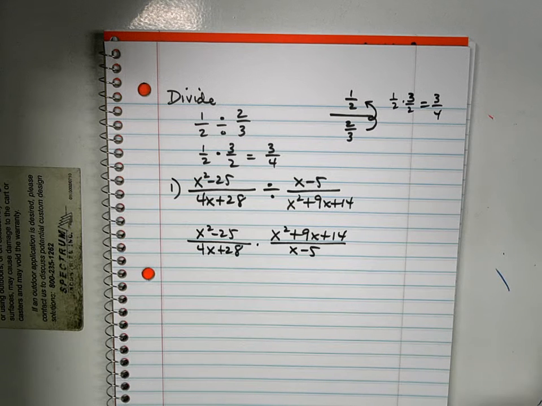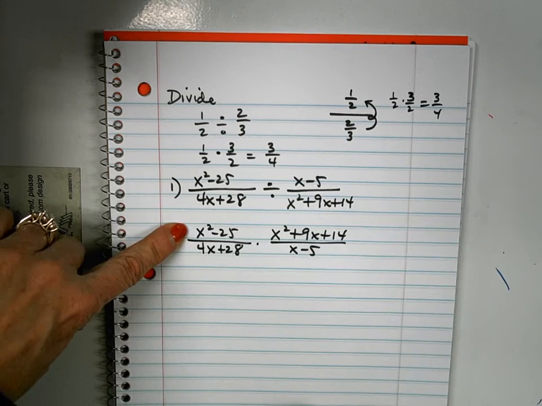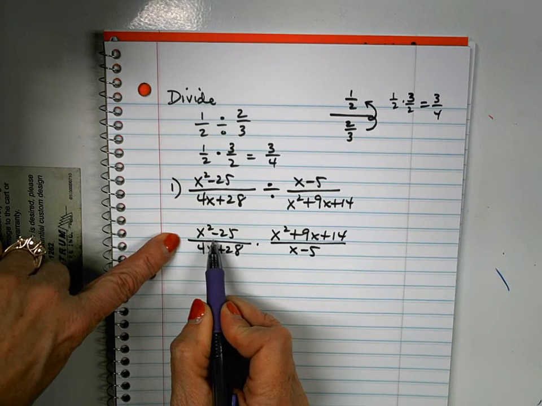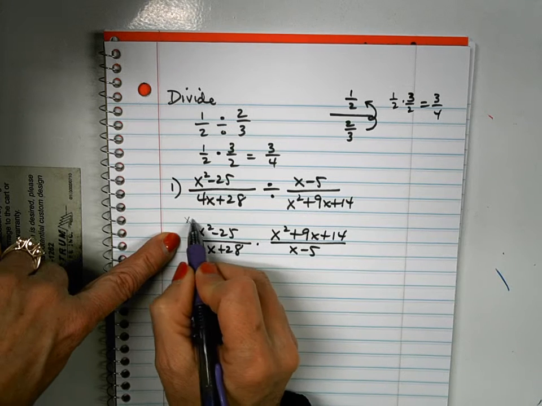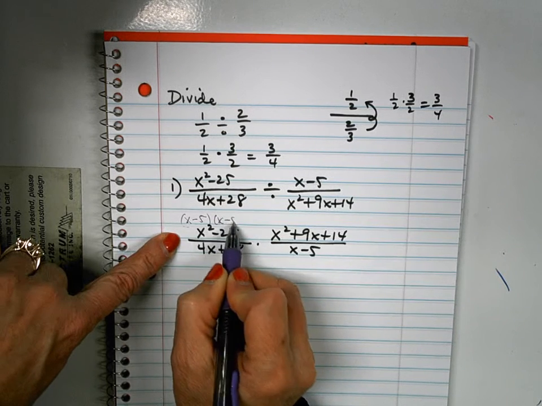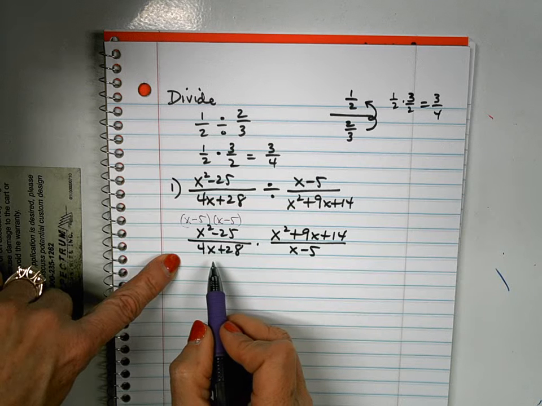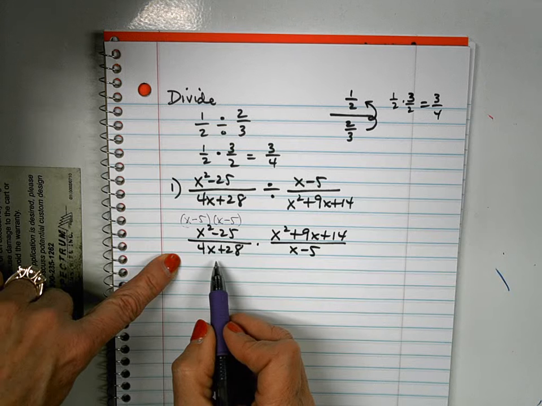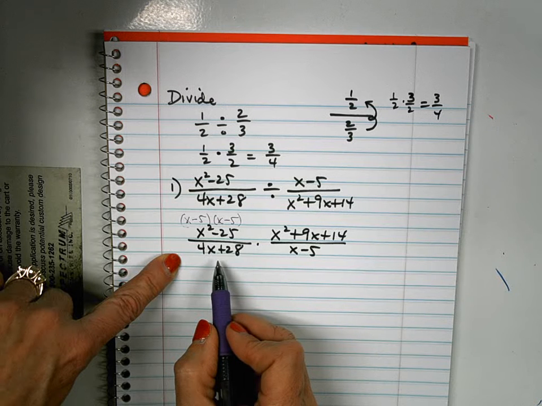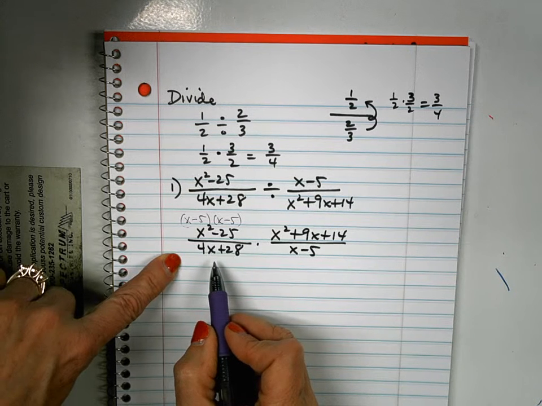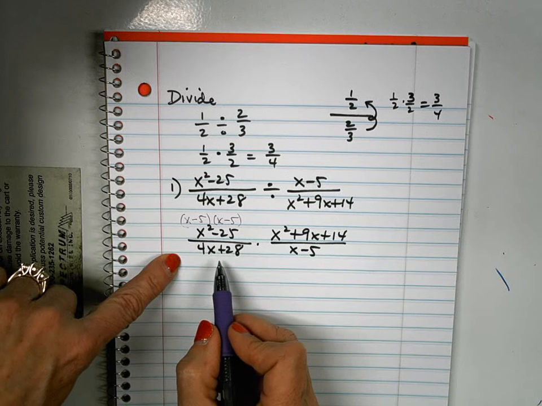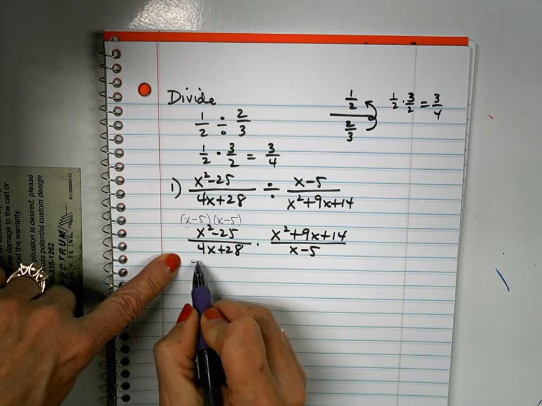Okay, so can we factor this on top? X squared minus 25. Factors, right? Katie, what's that factor into? X minus 5, x plus 5. Okay, difference of two squares. I'm going to write it above here. And then underneath here, Alexia, how would you factor 4x plus 28? GCF. What's the greatest common factor? Oh, cool. Yeah, just pull out a 4, what's left?